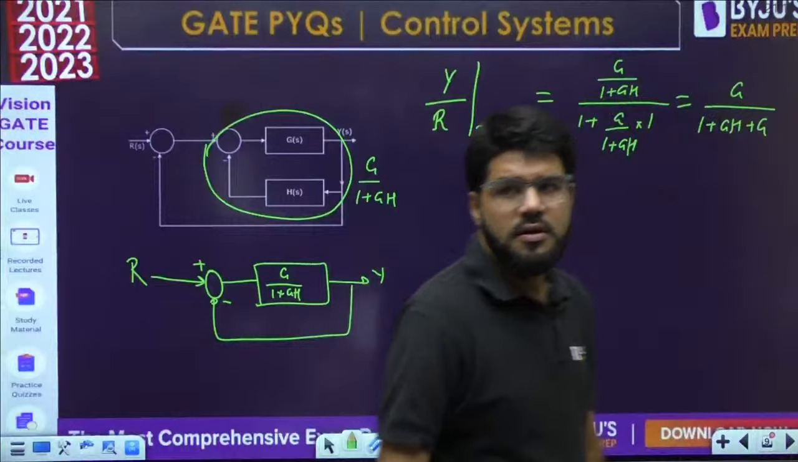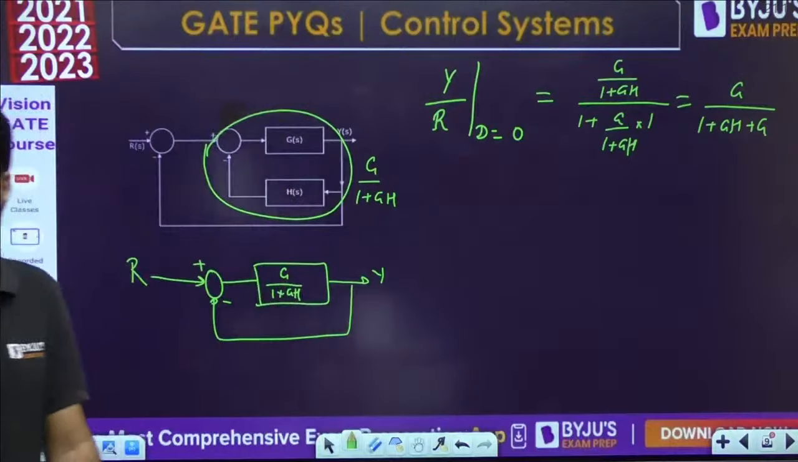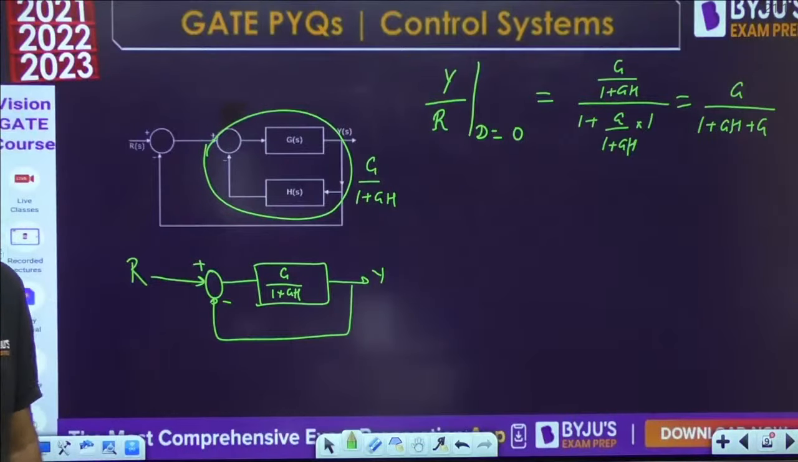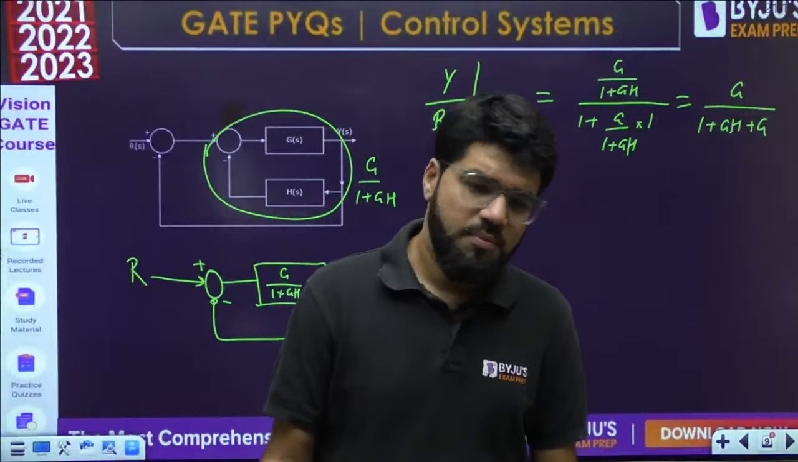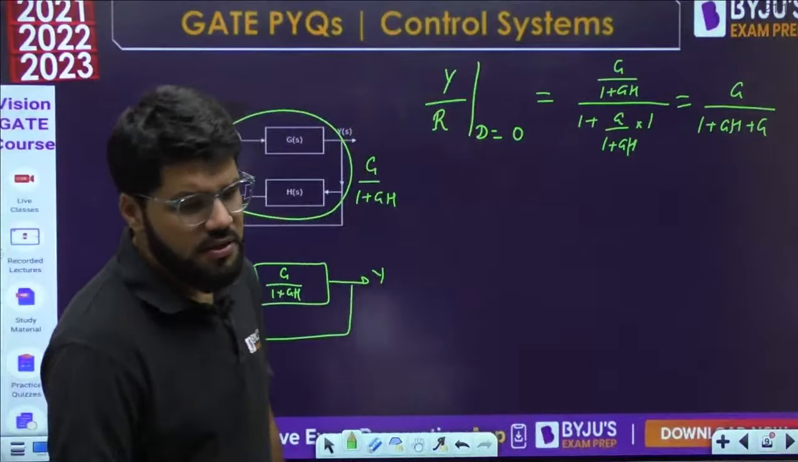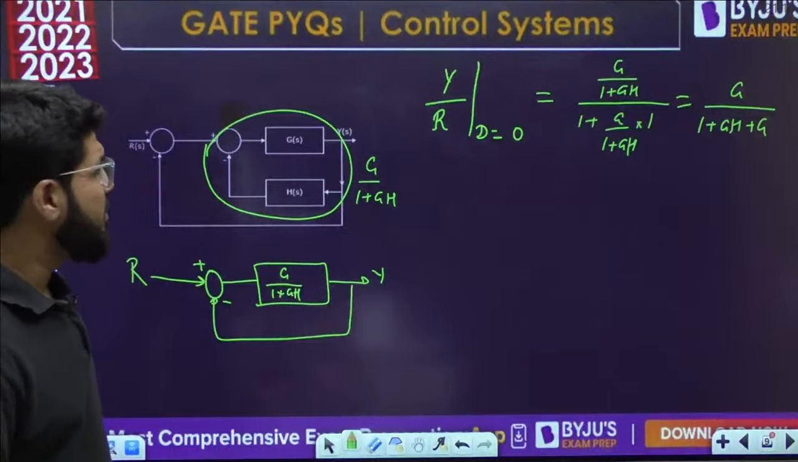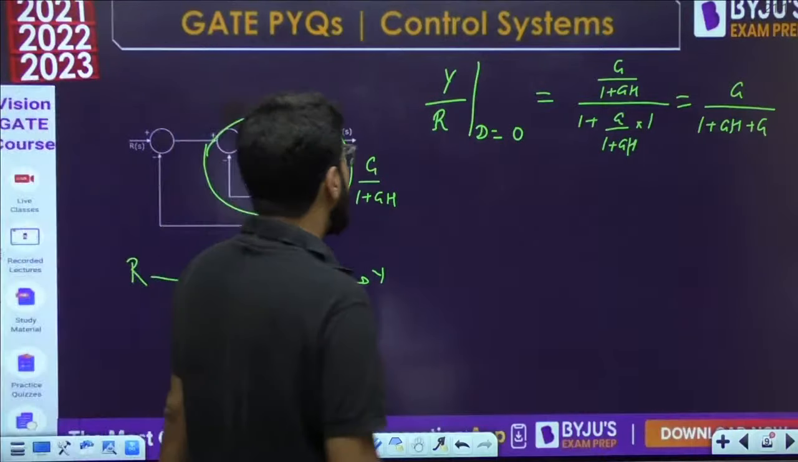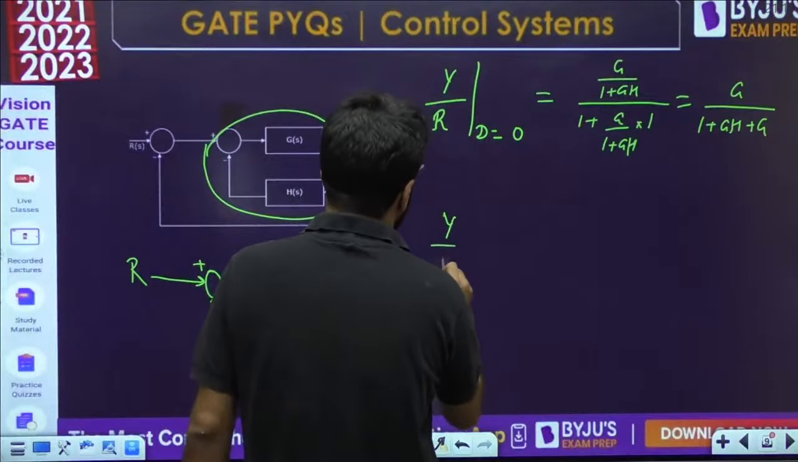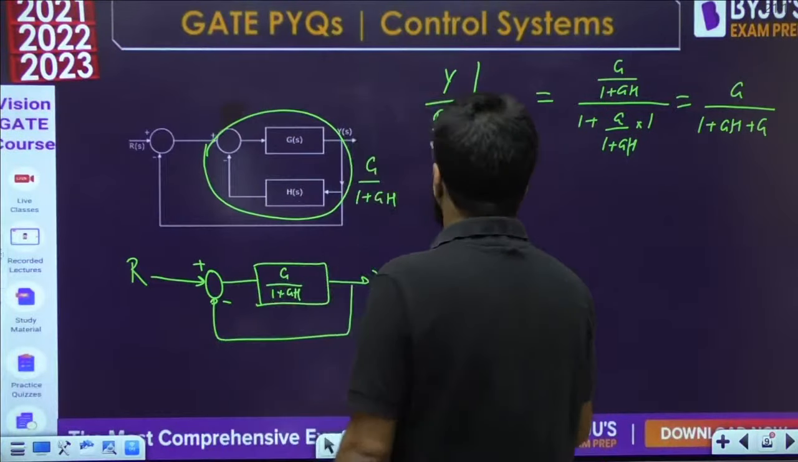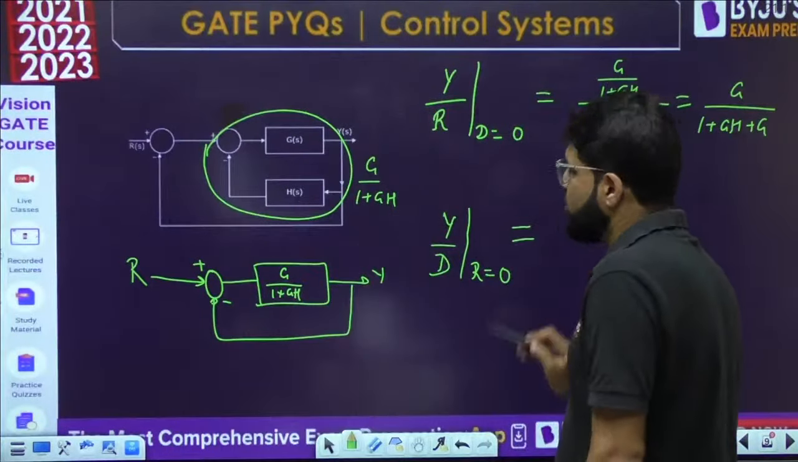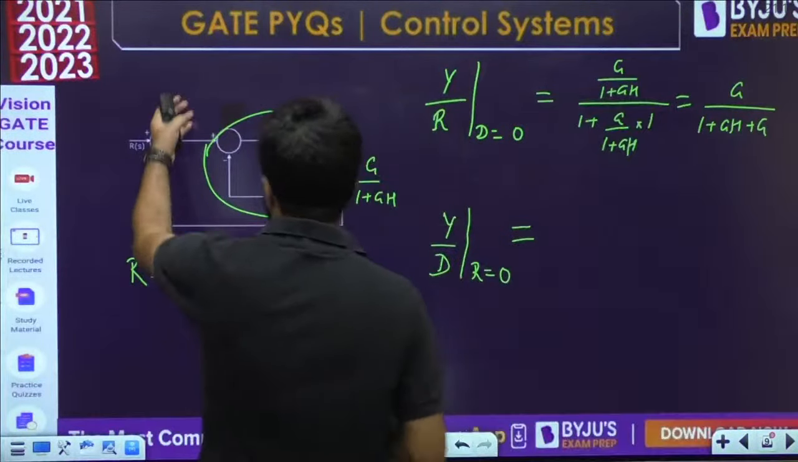You can apply superposition still, but if you want to tell me anything elaborate, Ashok. Now next I can go for Y by D by considering R equal to 0. So what is that going to be? Now I'll consider R equal to 0.